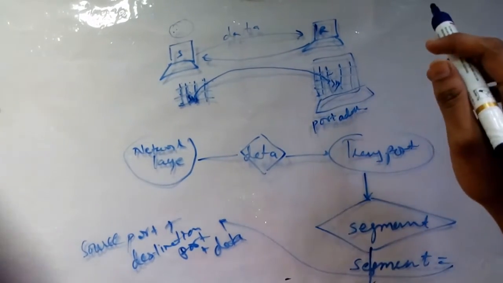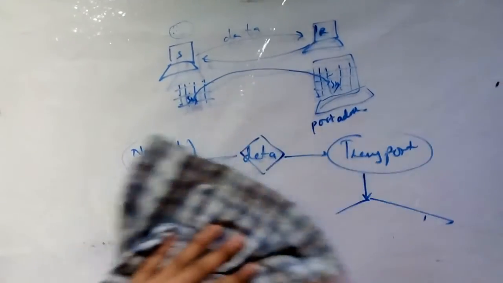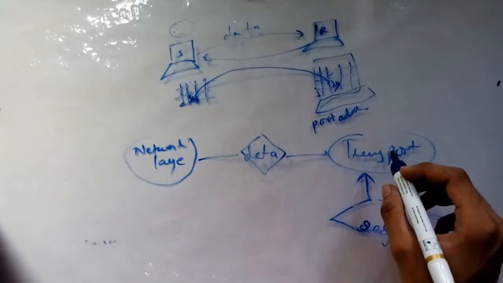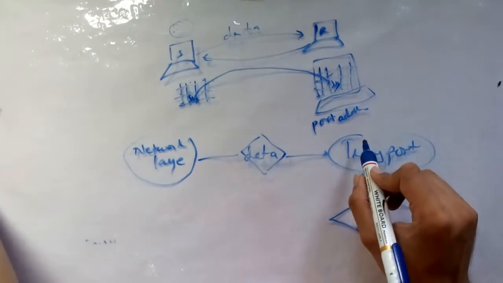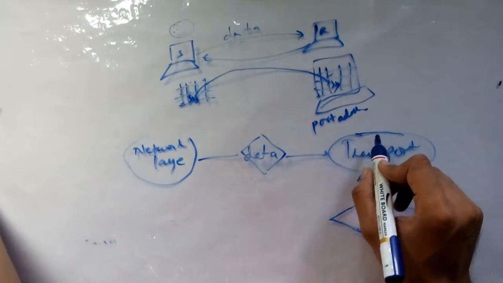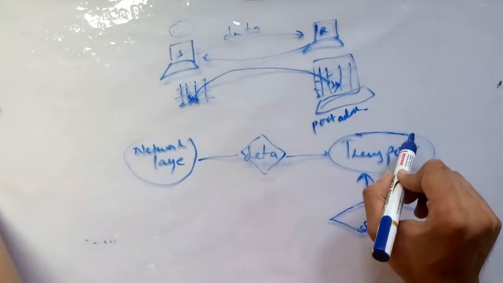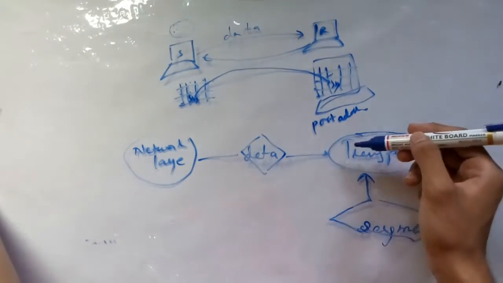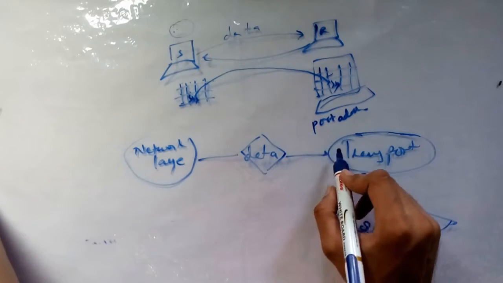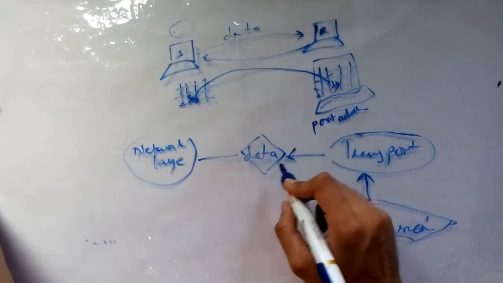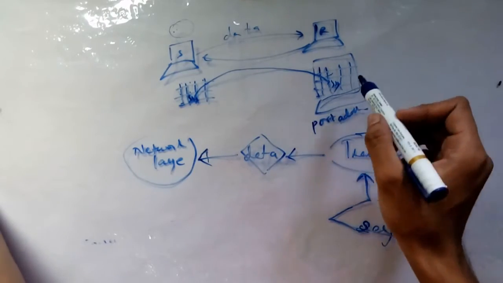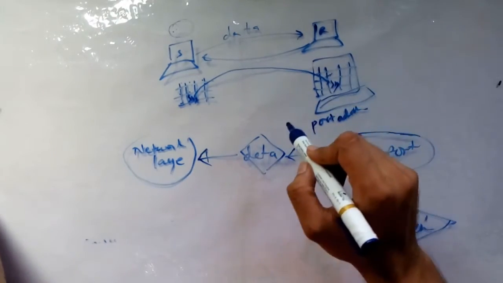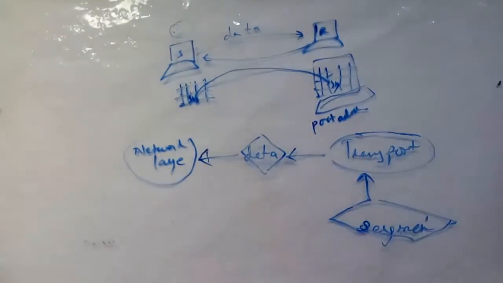Similarly, at the receiver's end, the segment is broken down into data and the port address by the transport layer, and the transport layer identifies the port address, and by the port address it recognizes to which application it should send the data. So the transport layer sends the data with information such that it goes to the right application, that is, to Skype. That is how it works.